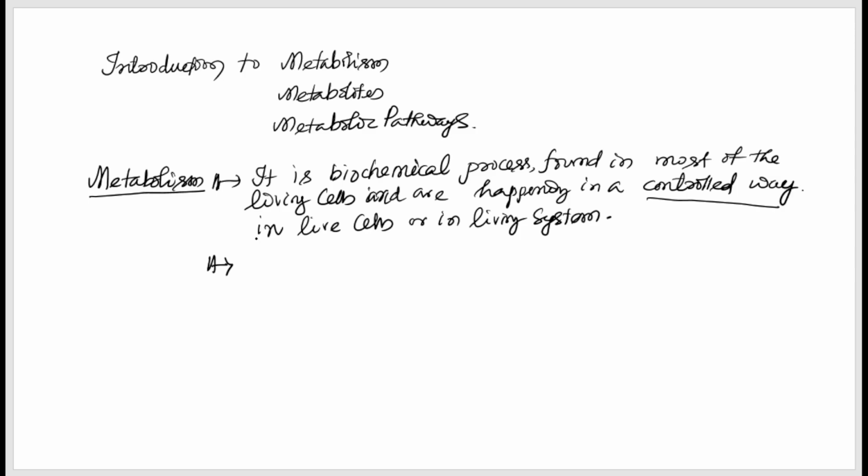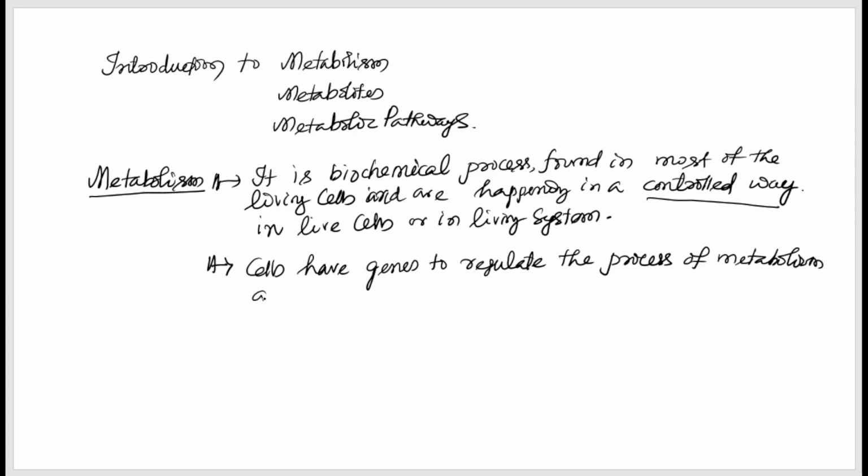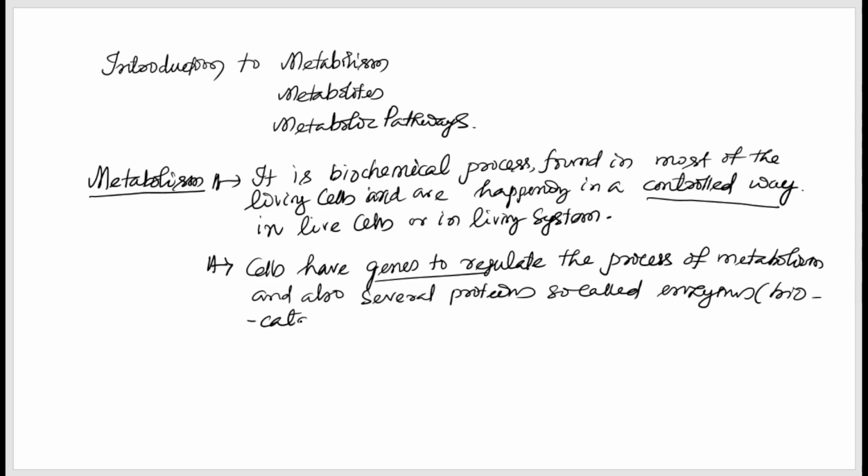Second thing, when you say metabolism is in a controlled way, even the rate is controlled. For the process of metabolism, the cells have genes to regulate it, and also several proteins which are synthesized from these genes, so called enzymes, or you can say biocatalysts, to regulate these biochemical reactions.